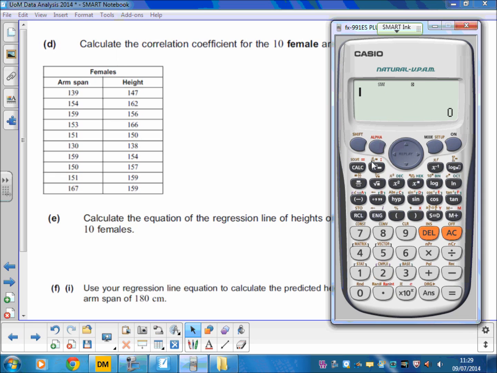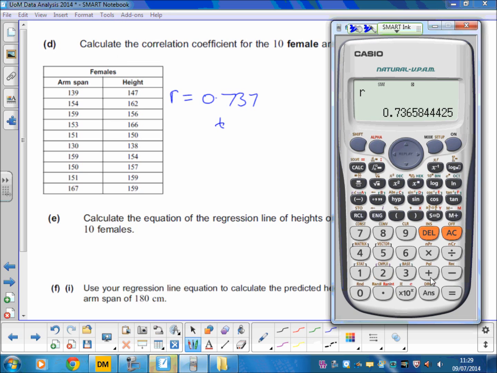I'm going to go shift stat. All the correlation and regression stuff is under 5 reg, and the correlation coefficient is R. So then we get our answer. And that's all we have to do. R is 0.73. Now to 3 significant figures, that's going to be 0.737. You should always give your answers to 3 significant figures unless they say otherwise.